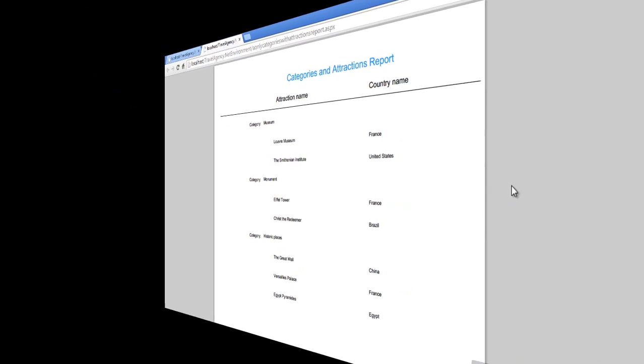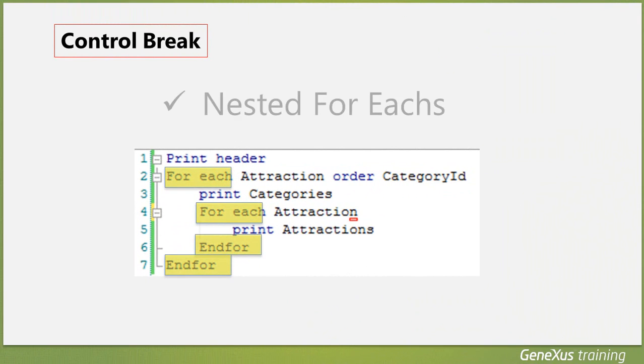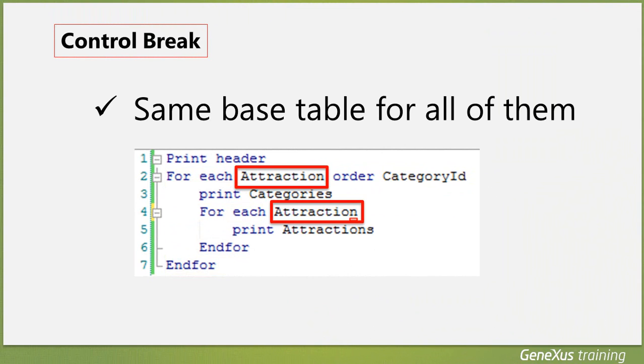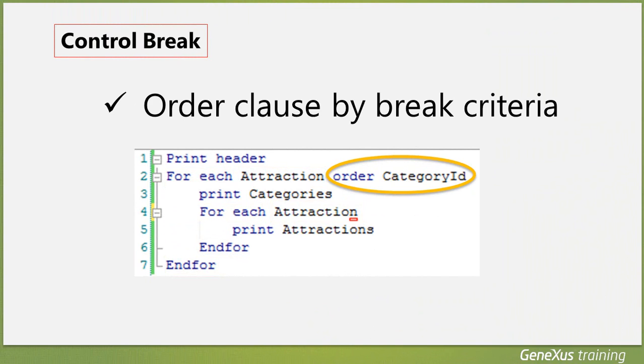We should recall now what we did to implement this. Nested for eaches, the same base table for all for eaches, and the order clause to establish the breaking criteria.